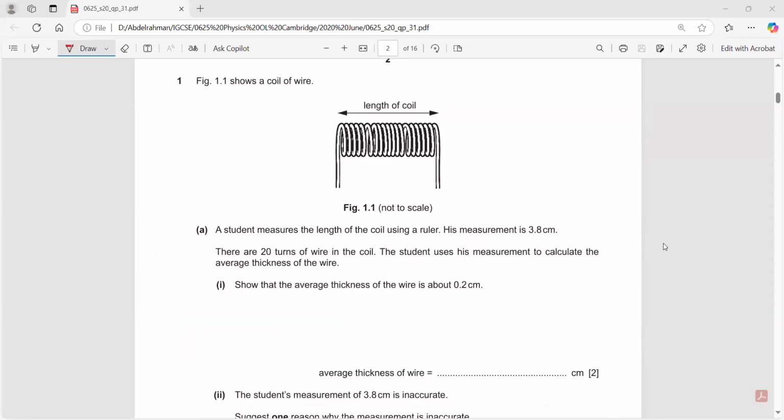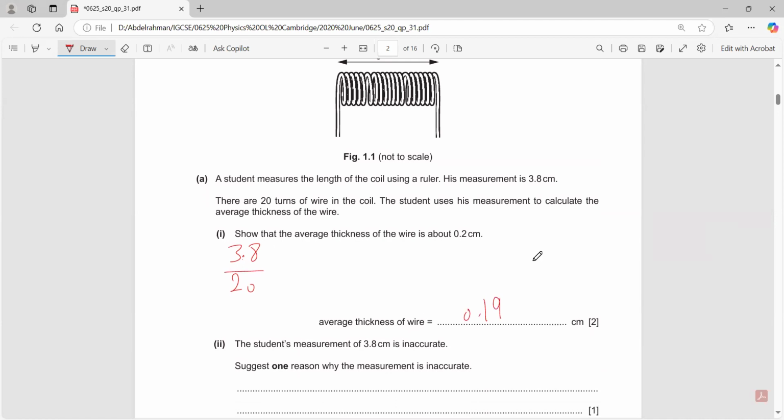The student uses his measurement to calculate the average thickness of the wire. Show that the average thickness of the wire is about 0.2 centimeters. So what should we do? All we need to do is divide the total length by the number of turns. So 3.8 divided by 20 is about 0.19 centimeters, which is very close to 0.20.